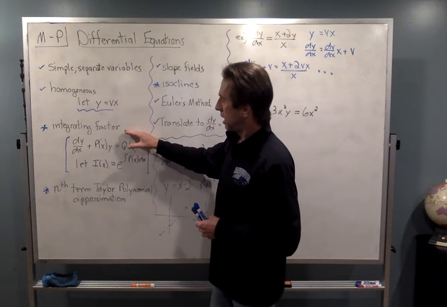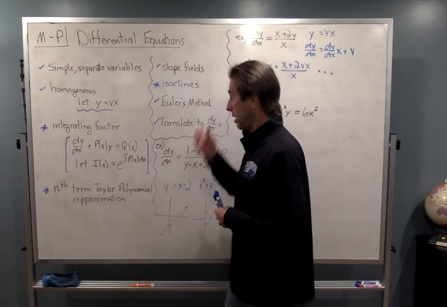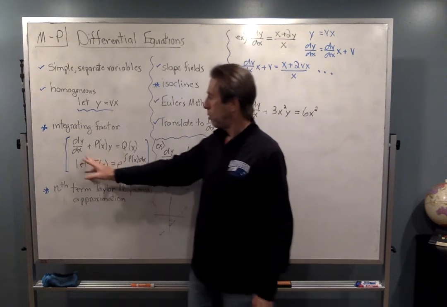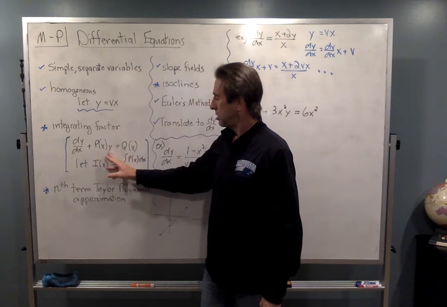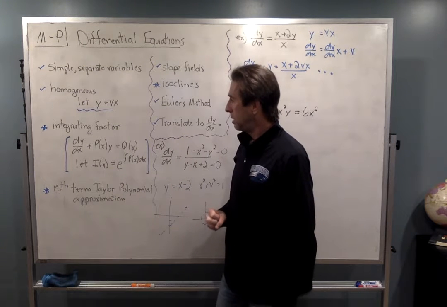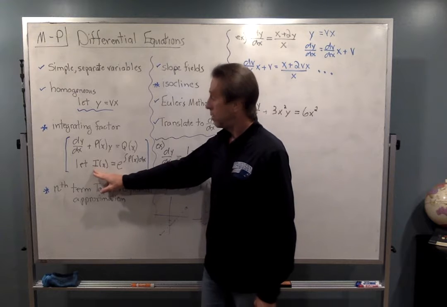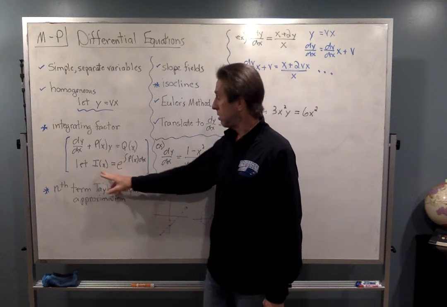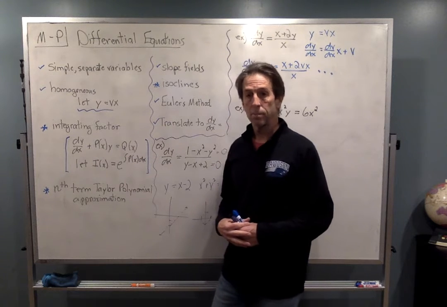The next one I want to look at, which is the real new one, is using something known as the integrating factor. In this case, we have a form where we have a derivative plus some function times y equals another function in terms of x. And when we see that format, a substitution we can make, and we call it I for integrating factor, is e to the integral of the p of x.